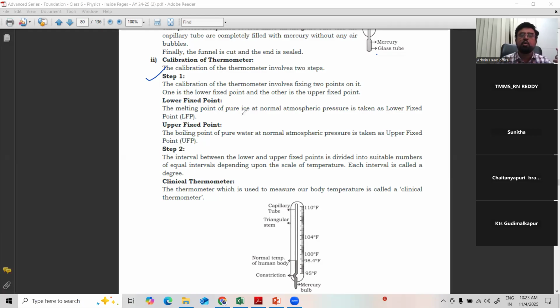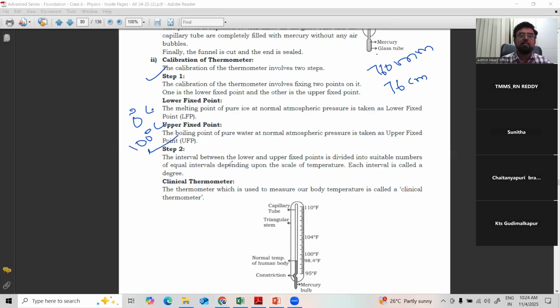The melting point of pure ice at normal atmospheric pressure, that is 76 centimeters or 760 millimeters, is taken as the lower fixed point. Melting point of ice is 0 degrees Celsius. And the boiling point of pure water at normal pressure is taken as the upper fixed point, that is 100 degrees. So LFP and UFP, lower fixed point and upper fixed point. First they identify these, and then step 2.